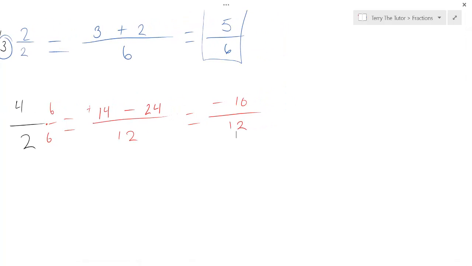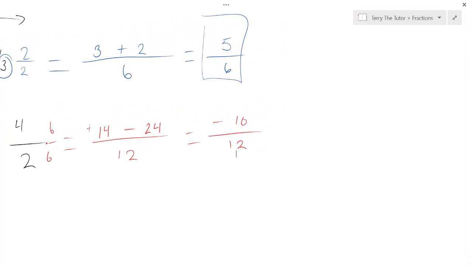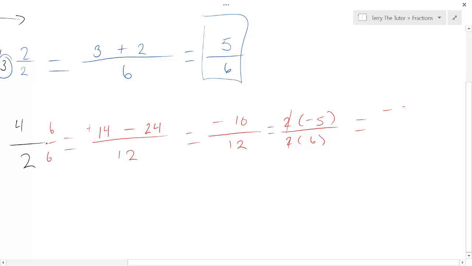And we can reduce this. We can take a factor of 2 out. So if I'm going to pull out a factor of 2, I'm going to divide the top and the bottom by 2. So I have 2 equals 2. And I've got negative 5 over 2, and I've got 6. These 2's are going to cancel. So I've got negative 5 over 6. That is, oh, interesting. I didn't expect that to happen.